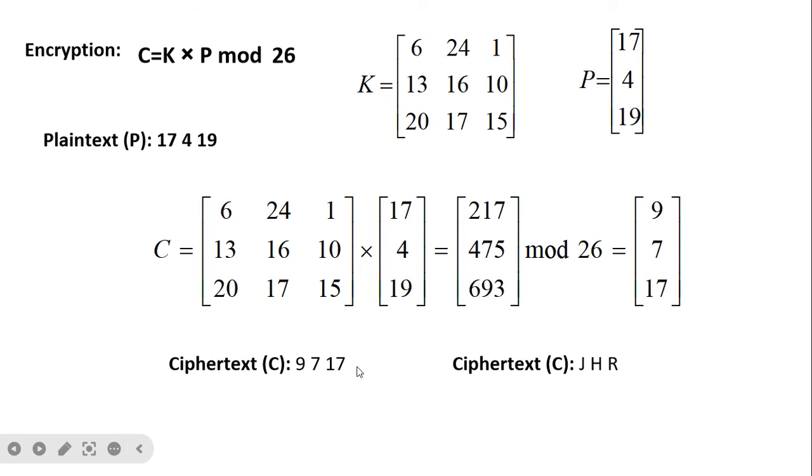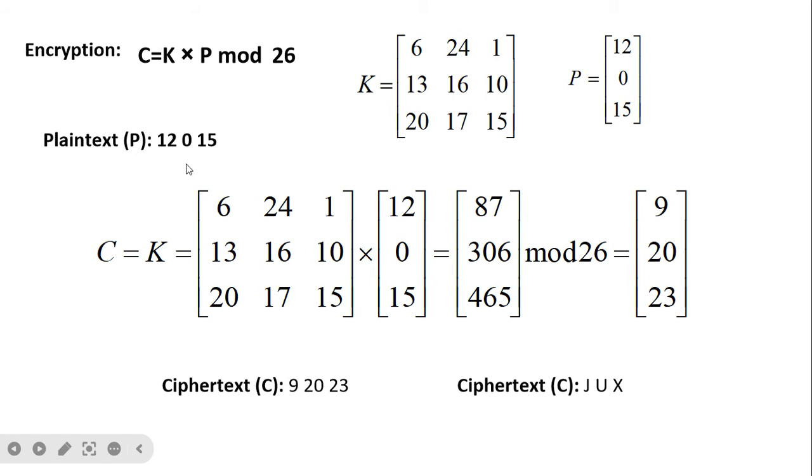In this way the plain text is converted to ciphertext. Now for the next chunk, 12, 0, 15, we multiply. Again we do the mod operation, and in this way we convert our plain text to the ciphertext by matrix multiplication. As our matrix is 3x3, we take a chunk of 3 characters from the plain text.